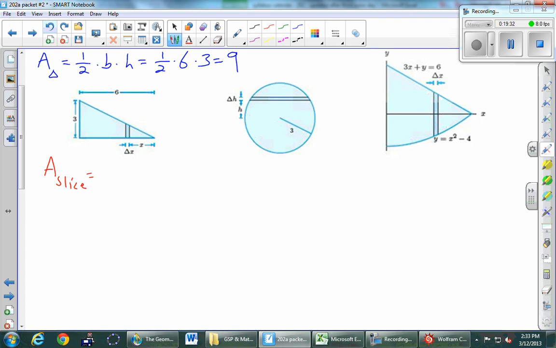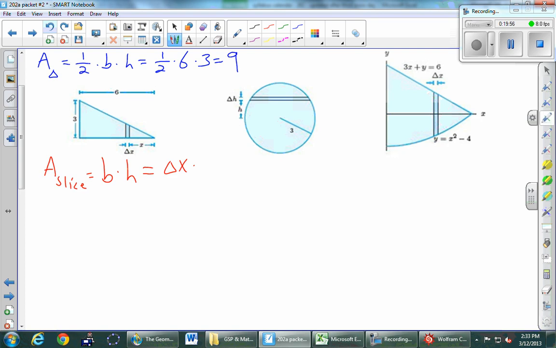And so the area of our slice, our rectangle in this case, is base times height. It's a rectangle. And let's go ahead and write the height. The base in this case is symbolized by delta x. So there's a delta x there. And the height is the part that we've got to fill in.